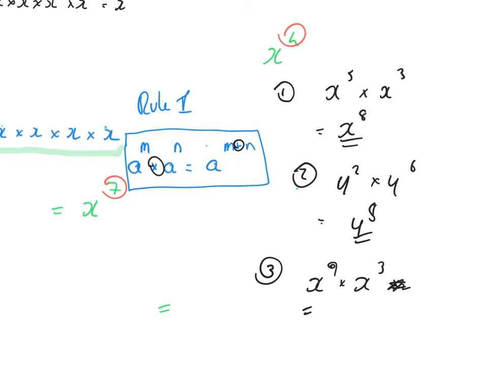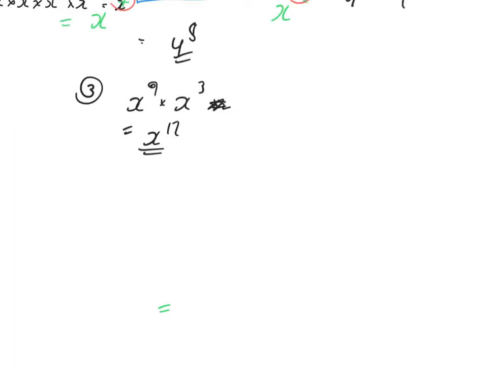That's going to be equal to, add the powers together, x to the 12. Okay, question 4, p to the 6 times p to the 10. Add them together, p to the 16. Right, so that's dead easy.